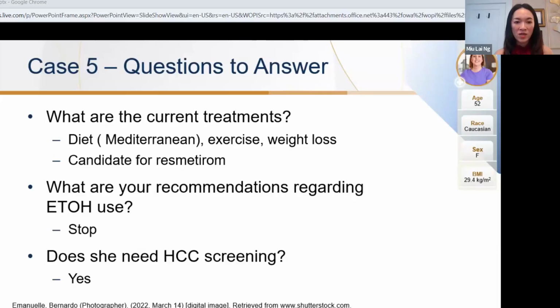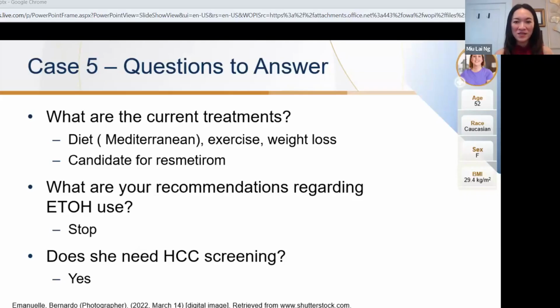What are your recommendations regarding the alcohol use? Patients should stop drinking alcohol completely. Does she need HCC screening?